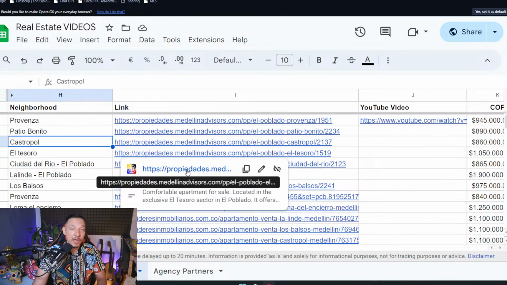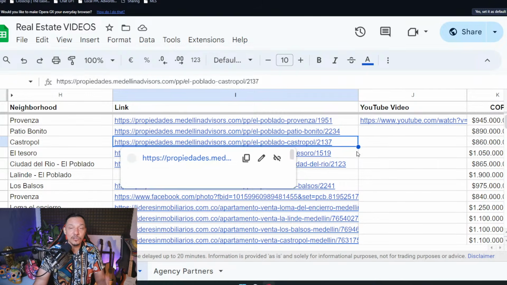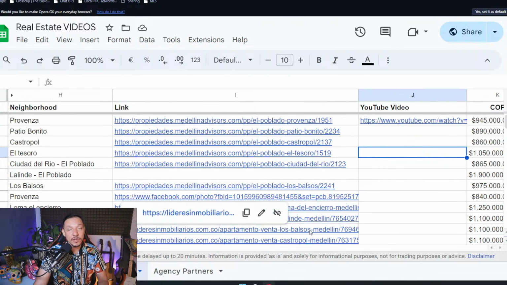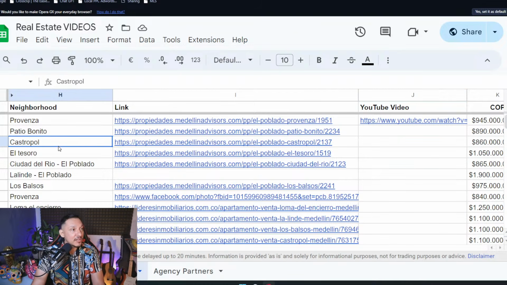Usually, my rule of thumb is if I can get as close as I can, walking distance from Provenza, and it's a good deal, then it's going to return well as well. So let's take a look at some of these.